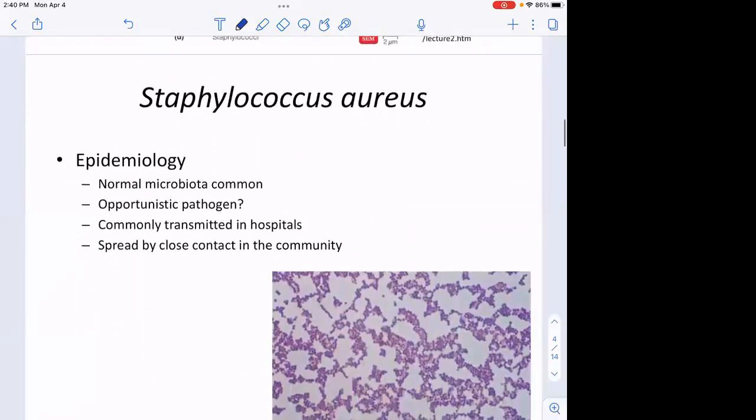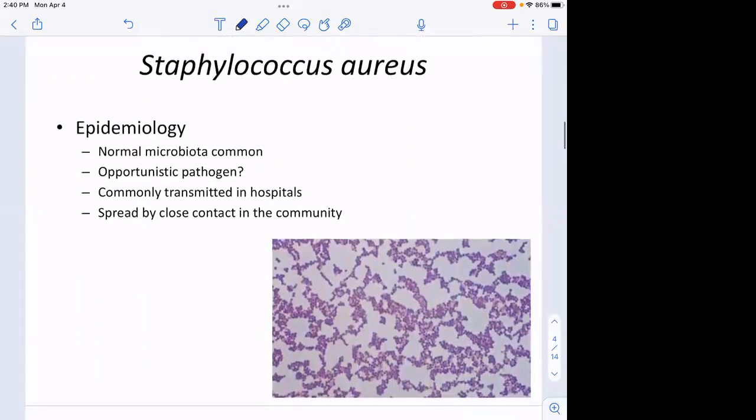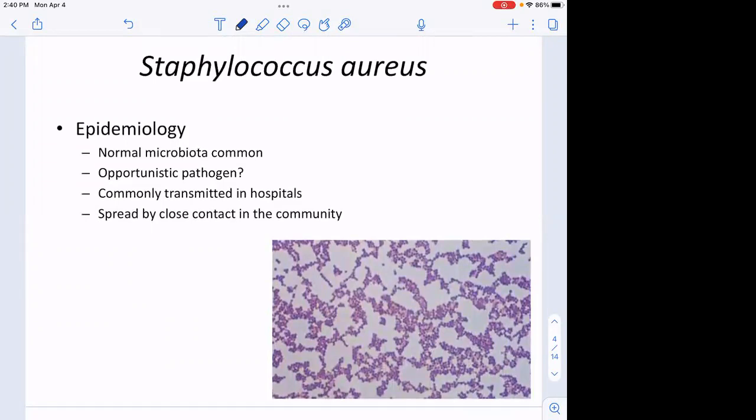All right, so like I said, let's zero in on Staphylococcus aureus. Aureus is Greek for gold, so sometimes the colonies are a little yellowish. We try to use strains that are not very yellow because we don't want to make it too easy for you to identify them, but sometimes you see that. And in terms of the epidemiology, where do we find them? What's the occurrence? How do they spread?